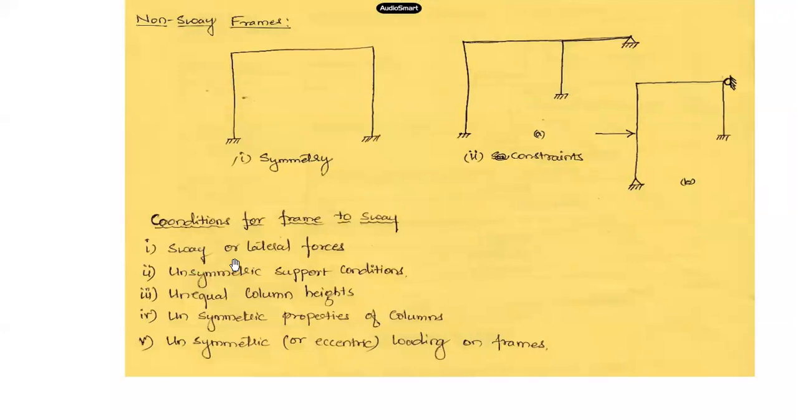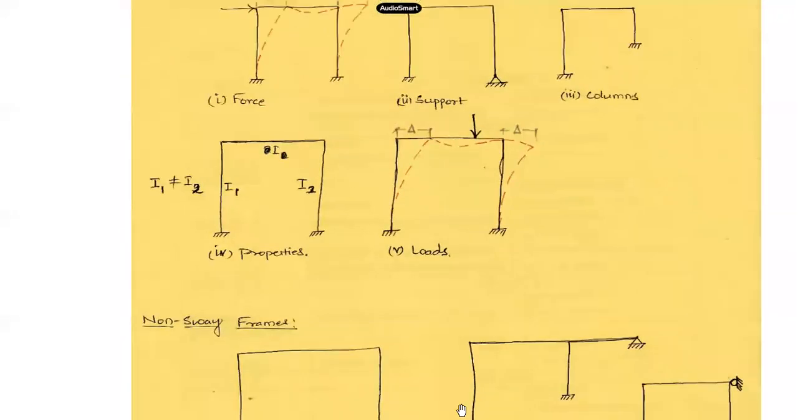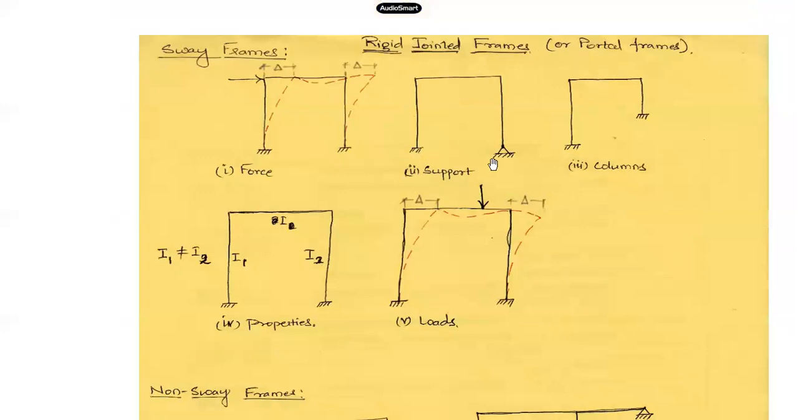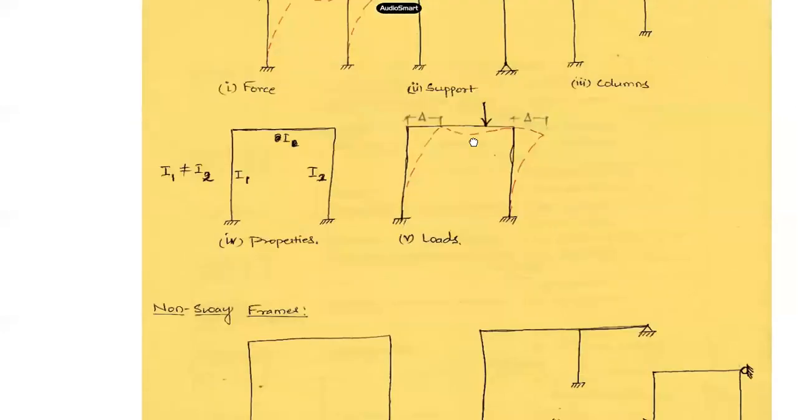One is the sway force, or lateral forces acting on the frame, like this one. Another is unsymmetry in terms of support conditions. So here we have a frame with unsymmetric support condition: one of the supports is fixed, the other support is hinged. This will cause sway in the frame because of this unsymmetry in support conditions.